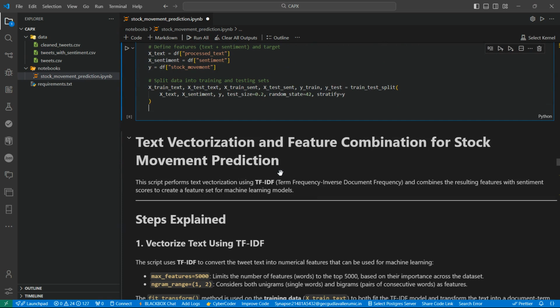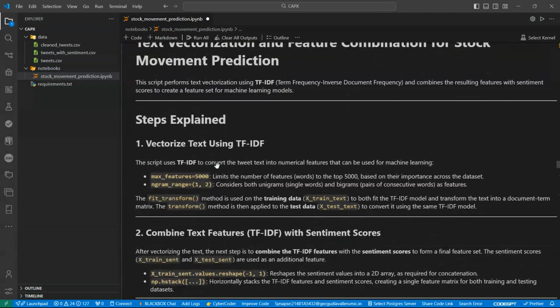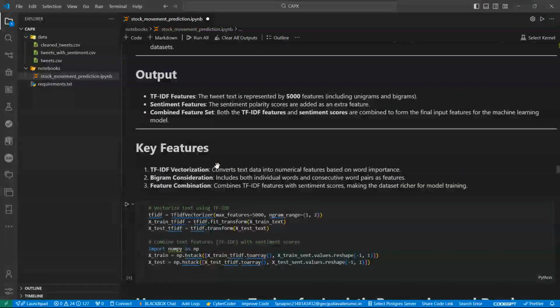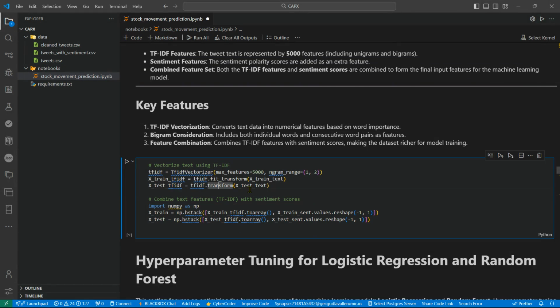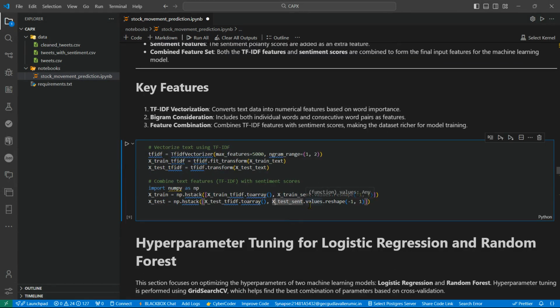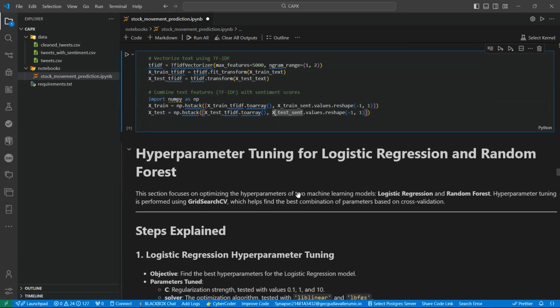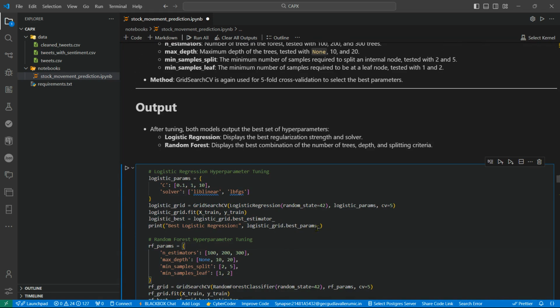For that purpose, we are using text vectorization and feature combination, as shown in the explanation. We initialize the text maximum features, and the feature extraction was done. Then we combine logistic regression with random forest by using hypertuning. In this, we are using a grid search for the hypertuning mechanism. This is the code we have for the logistic regression hypertuning.